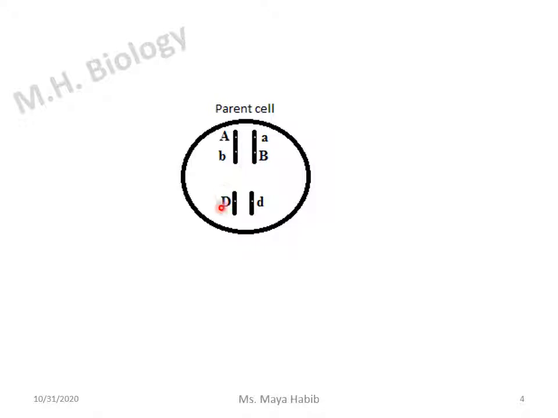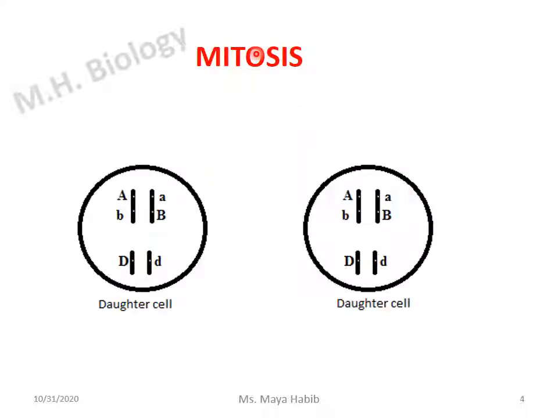Concerning the second homologous pair, these chromosomes carry a third gene, such that the first chromosome of this homologous pair carries allele capital D for this third gene, while the second chromosome carries allele small d. Now, when this parent cell undergoes mitosis, it will distribute its genetic material among two daughter nuclei, and then the cell divides into two daughter cells, which are genetically identical to each other as well as to the original parent cell.